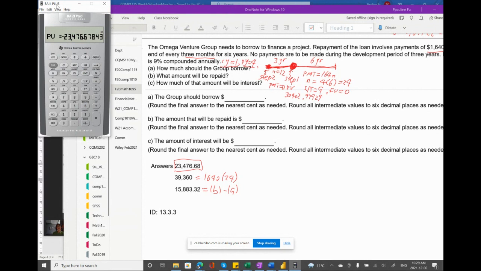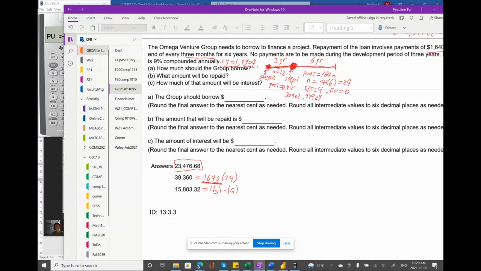This is question A. Question B, the amount that will be repaid. Every quarter you need to pay 1,640. How many payments? 24. You multiply these 2 numbers, and you get the amount you repaid. Question C, how much is the interest? Use the answer for question B minus the answer for question A. B minus A is the amount of interest.